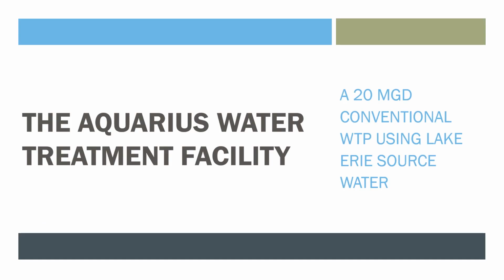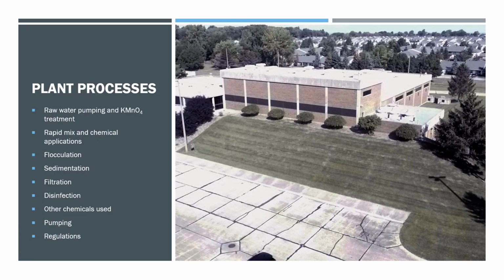So let's look at the Aquarius water treatment facility, which again is a 20 million gallon per day conventional water treatment plant which uses Lake Erie as a source. This is the picture of the plant itself, and there are unit processes that we're going to go through mostly today.